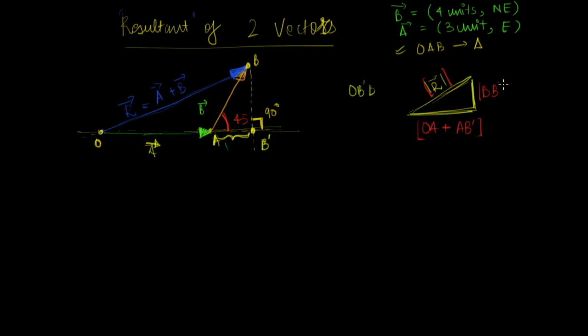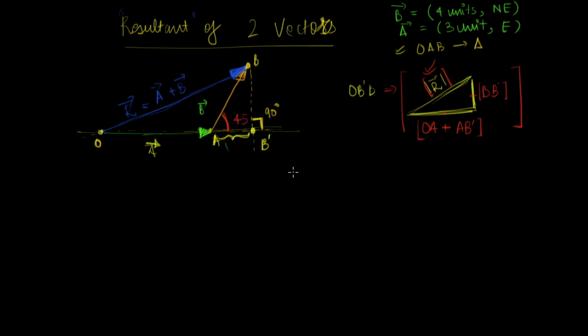So here, in this diagram, I have drawn the triangle, which takes into account the modulus of R, something that we need to figure out, and the length of the base and the perpendicular. If we know these two lengths, OA plus AB prime and BB prime, then we can easily figure out the magnitude of vector R, the resultant of A and B. All right, so let's proceed.